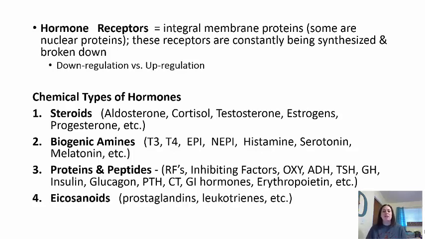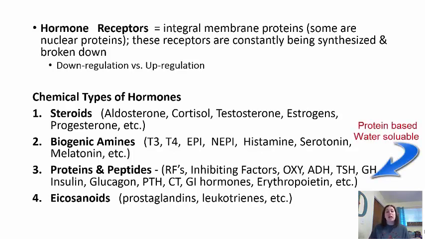Eicosanoids are mostly dealing with the immune system, which we're not going to talk too much about in this chapter, but these are prostaglandins and leukotrienes, and we will talk more about them when we cover the immune system. All right. These last two are more protein based, and so they actually will like water. Okay, so they'll travel through the bloodstream very easily. However, they're going to have a hard time getting into the cells, and so they're going to have those membrane proteins, the receptors that are actually on the membrane, not on the nucleus.